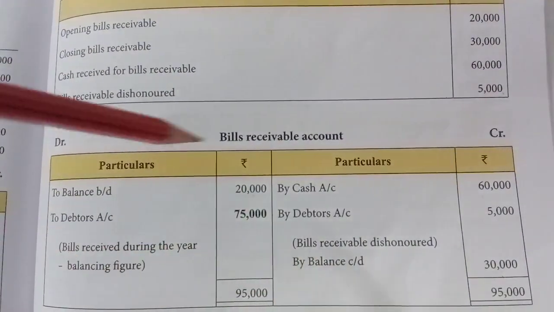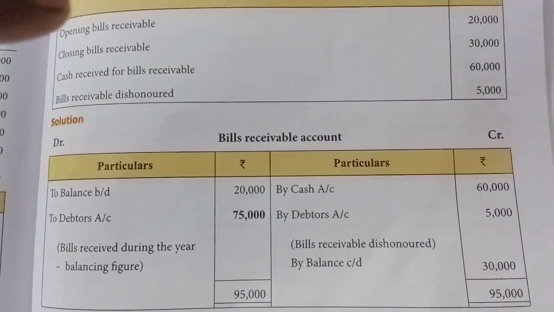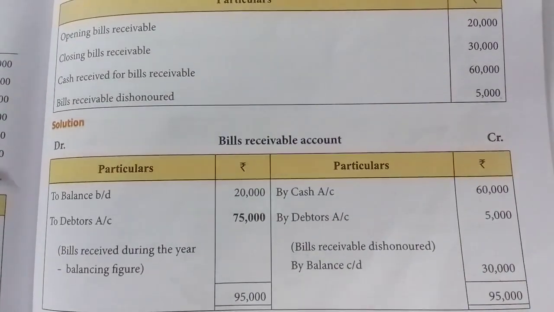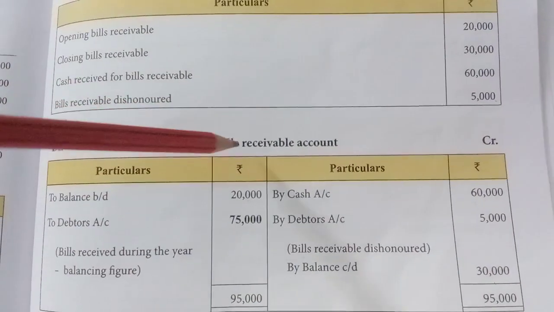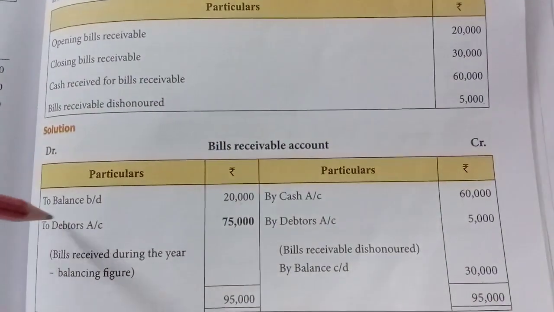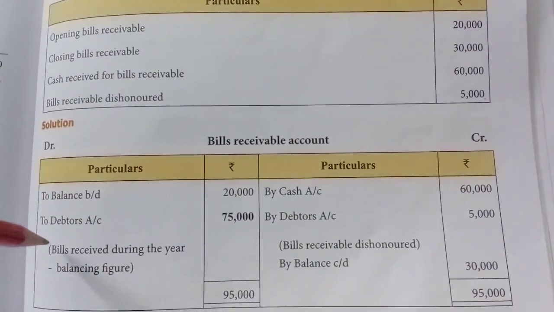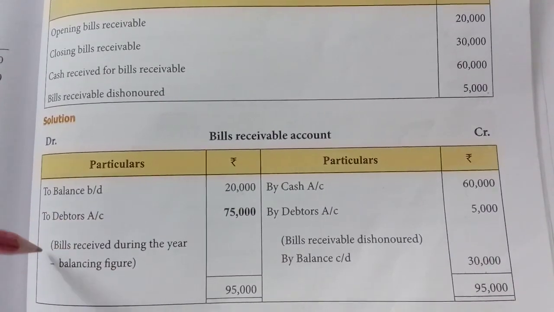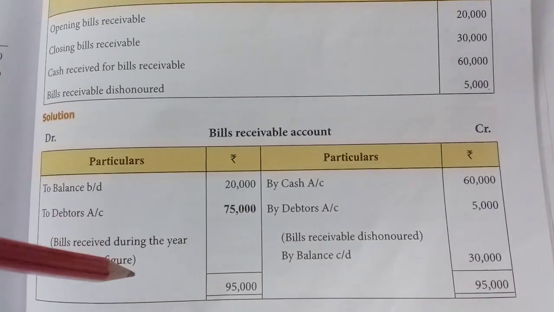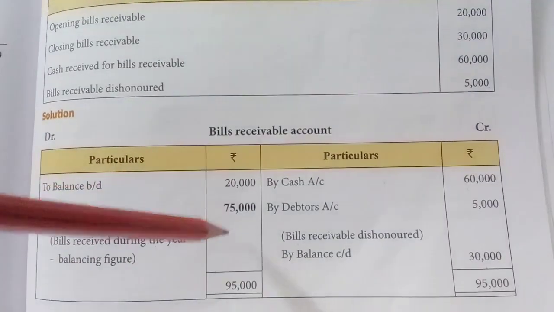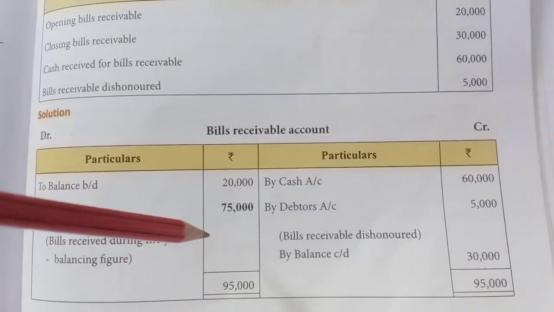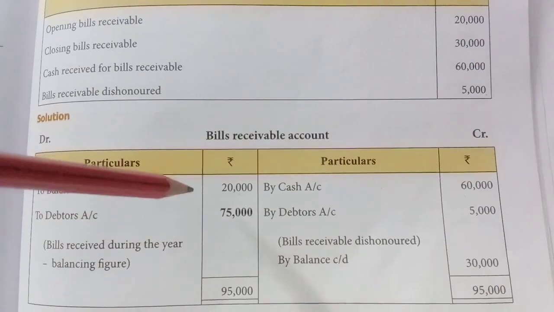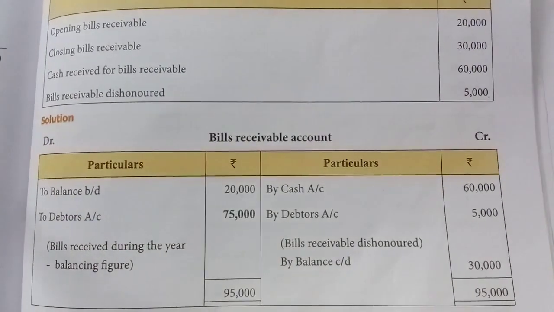So what is the difference amount? The difference amount is only the bills received from debtors. So bills receivable account debtor to debtors. You have to write to debtors. Within brackets write bills received during the year, and again one more bracket, balancing figure. That is 75,000. Now you have understood this bills receivable account and total debtors account.